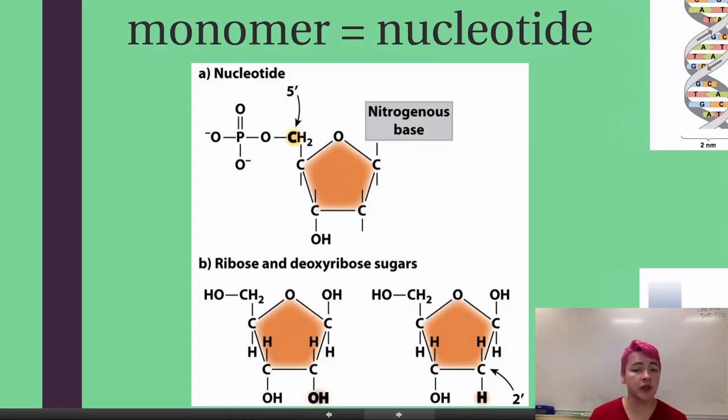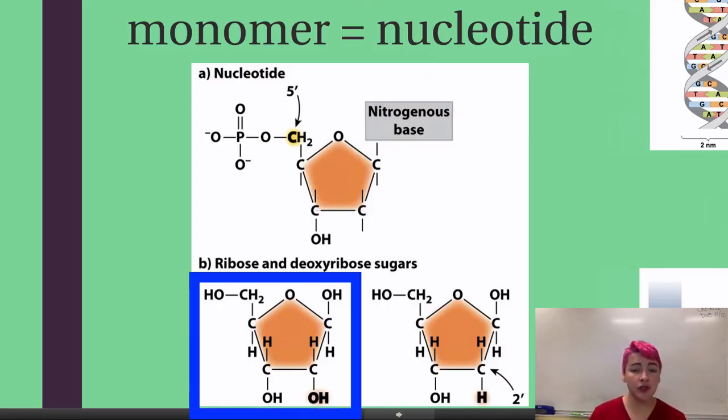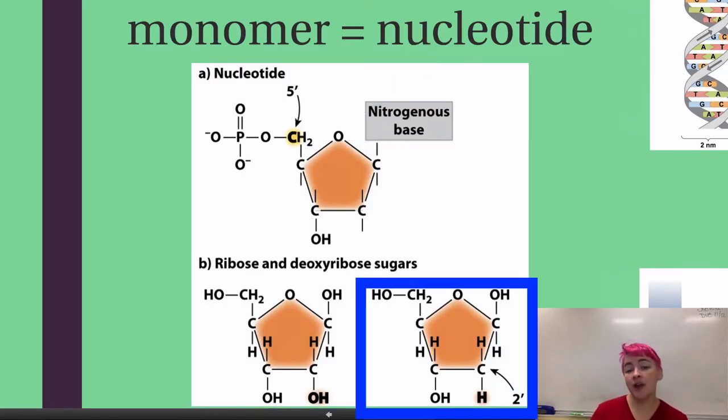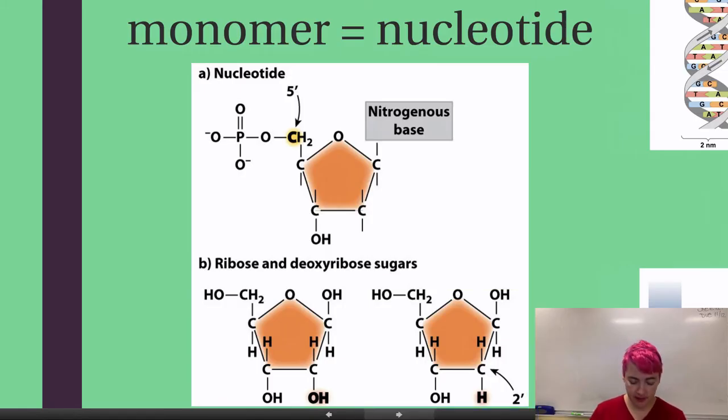There are 2 types of sugars. We have ribose, which is used in RNA, and then we have deoxyribose, which is used in DNA. And you can see that the main difference is down here, there's an oxygen. Here, there's just a hydrogen, there's no oxygen attached, so it's without that oxygen.